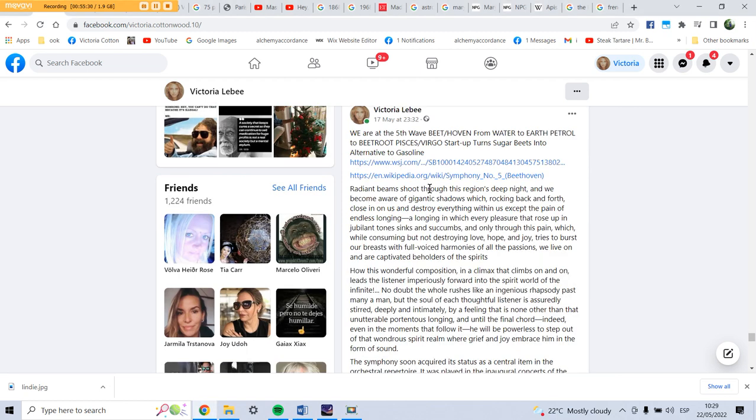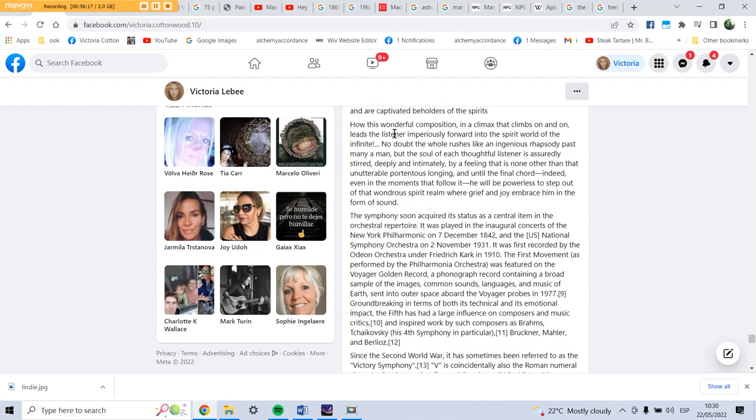So radiant beams shoot through this region's deep night, and we become aware of gigantic shadows which, rocking back and forth, close in on us and destroy everything within us except the pain of endless longing, a longing in which every pleasure that rose up in jubilant tone sinks and succumbs, and only through this pain, which while consuming but not destroying love, hope and joy, tries to burst our breasts with full-voiced harmonies of all the passions we live on and are captivated beholders of the spirits. How this wonderful composition is a climax that climbs on and on, leads the listener imperiously forward into the spirit world of the infinite.